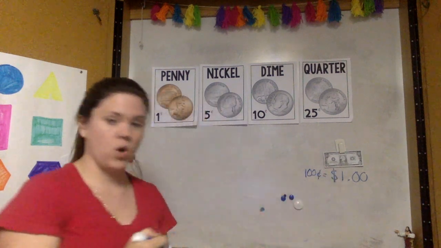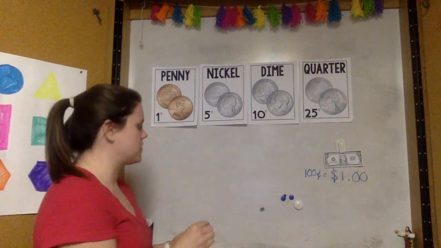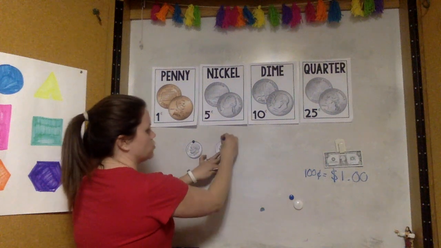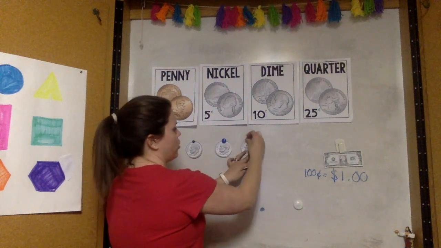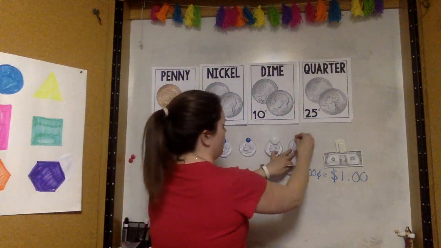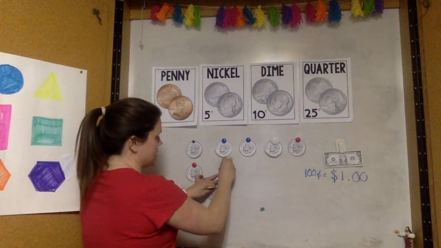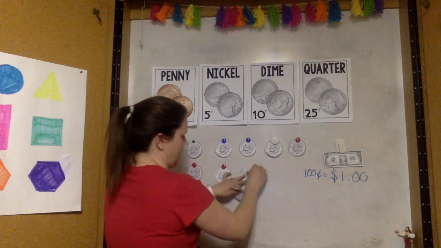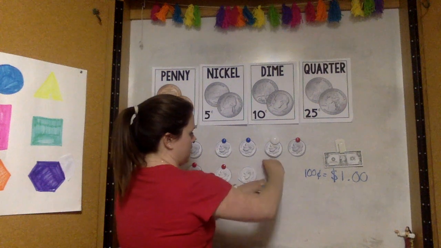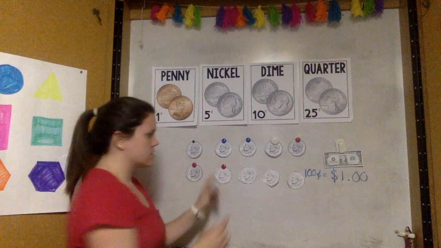100 cents is the same as $1. Well, let's count by tens, right? Because a dime is a value of 10. Ready? 10, 20, 30, 40, 50, 60, 70, 80, 90, 100. So that's 100 cents.